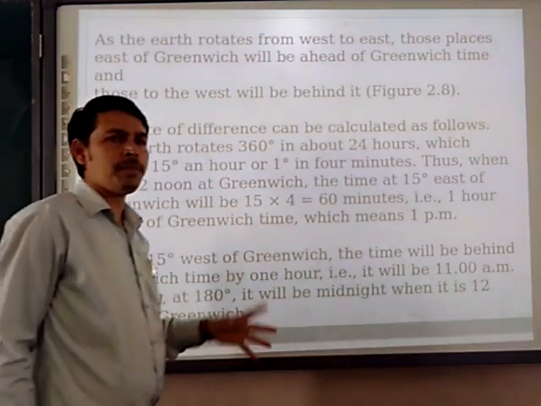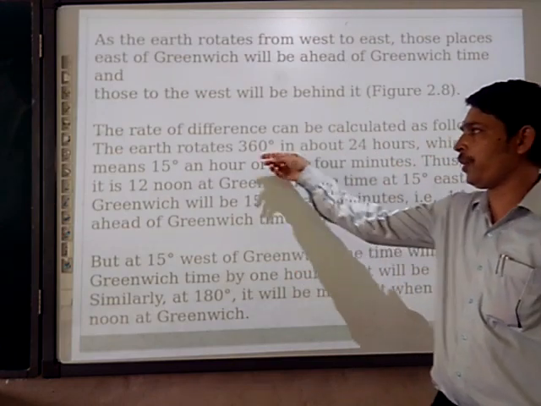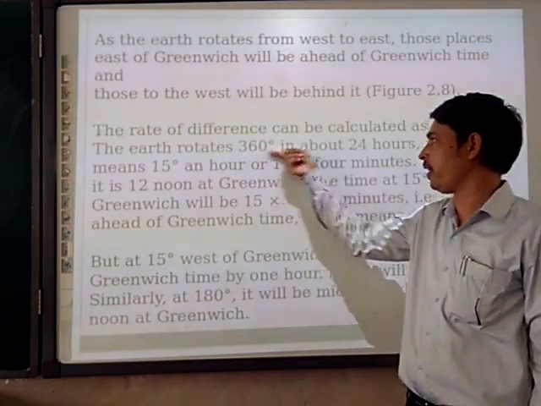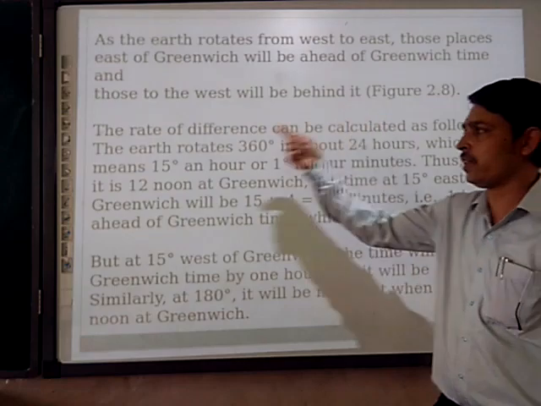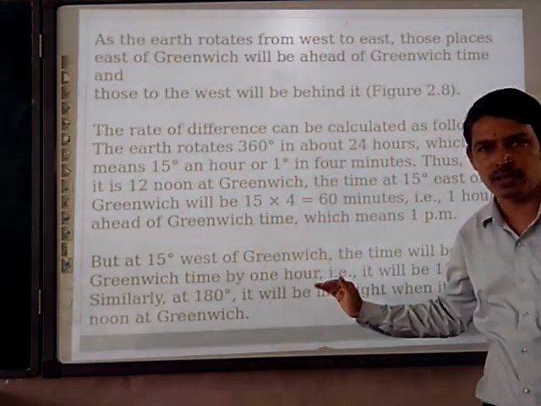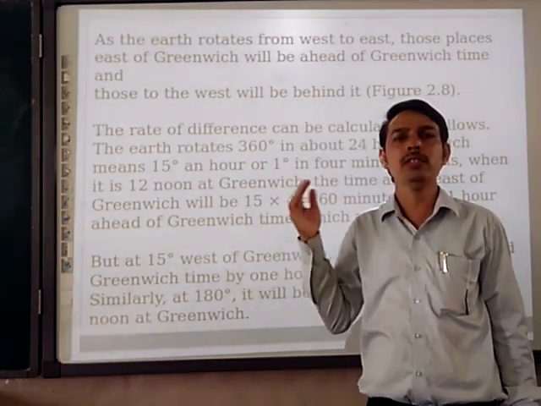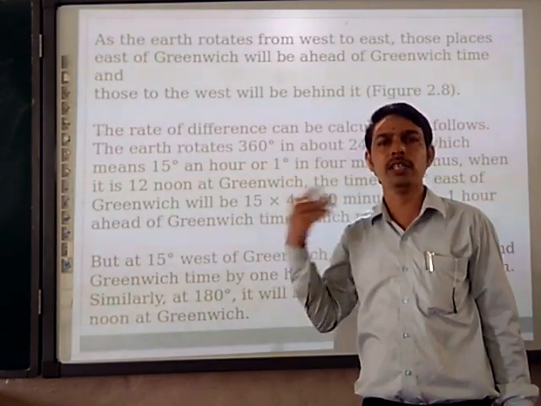By reading this concept you may not understand, but with the slide I am going to show you how we divide 360 degrees by 24 and get 15 degrees an hour, and 1 degree in 4 minutes. Okay, please read it. If you still face any problem, you can let me know. We are going to discuss more about that.